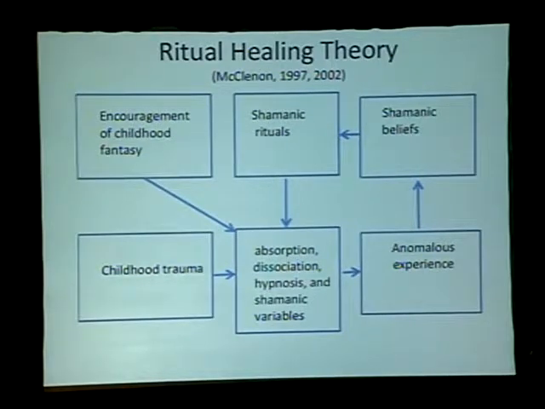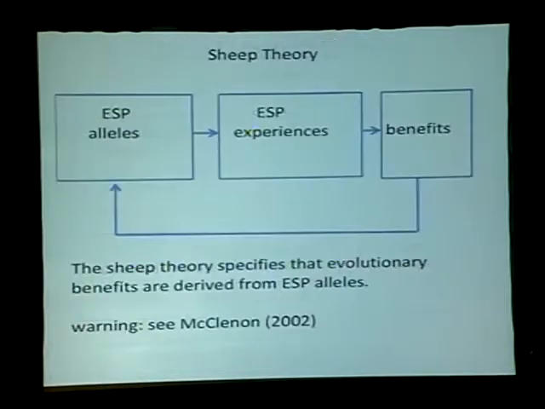Parapsychologists didn't like the theory so much because, where's the ESP? You're not buying into this well enough or something. So here's another theory, the sheep theory. Sheep theory says you've got your ESP alleles, that leads to experiences, that provides benefit.